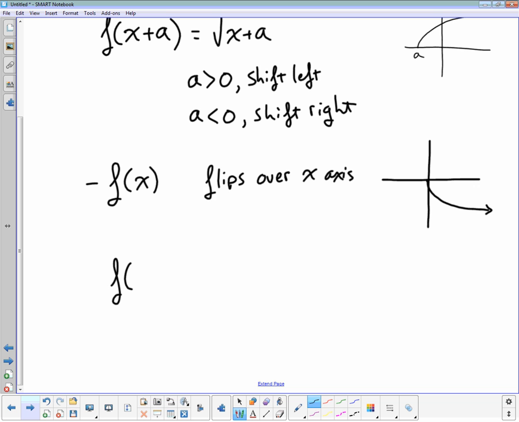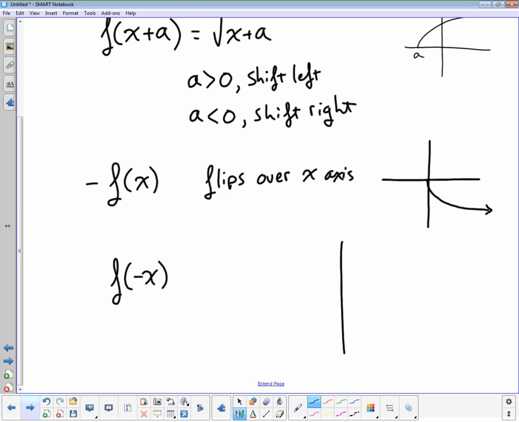Now, what about this one? Well, let's think about a square root function. Can I plug a negative number into a square root function, with the reals? We're not playing with the complex numbers right now. Can I plug negative 4 into my square root of x function? Can I graph that?